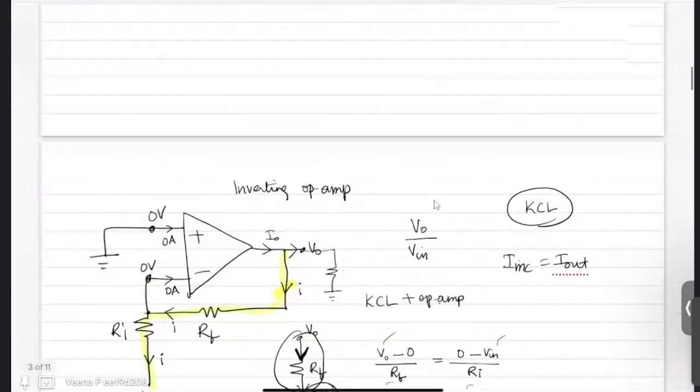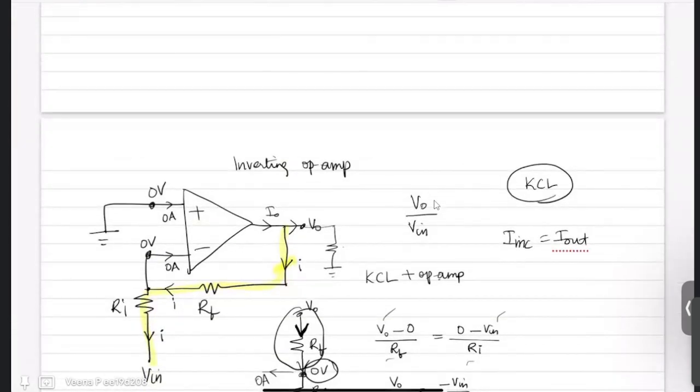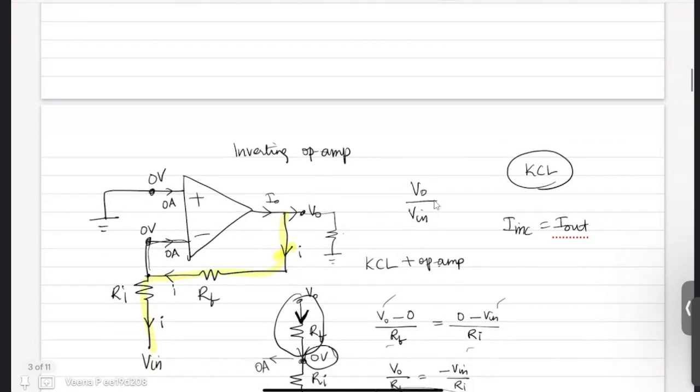So this is how you solve op-amp circuits. You assume that the current going to the op-amp is 0, the potentials at both terminals of the op-amp are the same, and if you do that, you can just solve the remaining circuit by using Kirchhoff's current law.